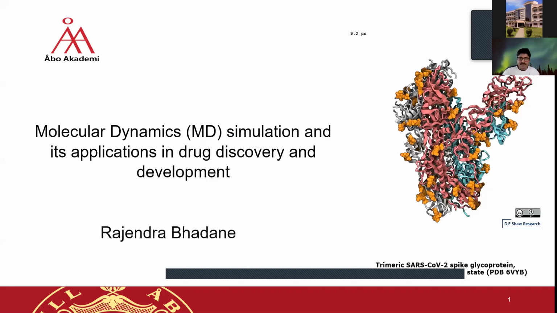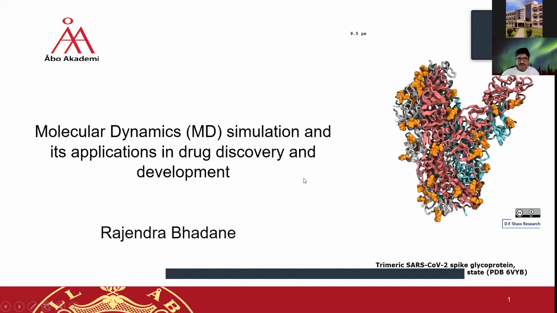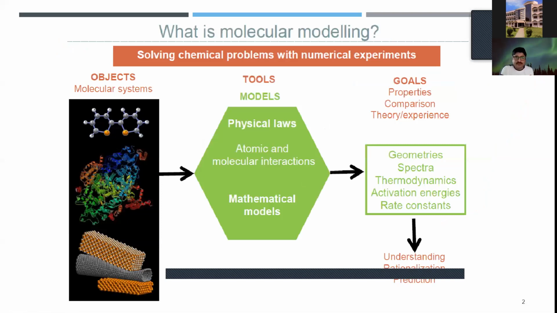So basically, the idea about molecular modeling is that we have objects like drug molecules, or a protein, or nanoparticles, nanosheets or any nanostructures. We know about these things, but we cannot see them. When we apply some physical laws to these atomic structures, we find out the type of interactions between these atoms and molecules using some sort of mathematical models.